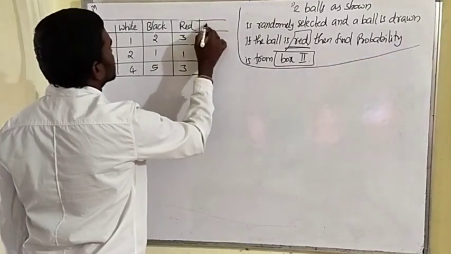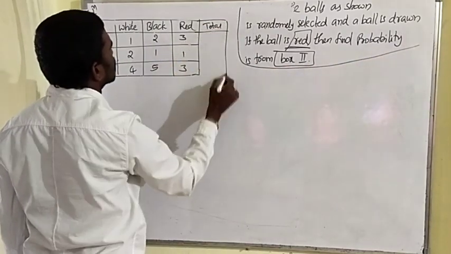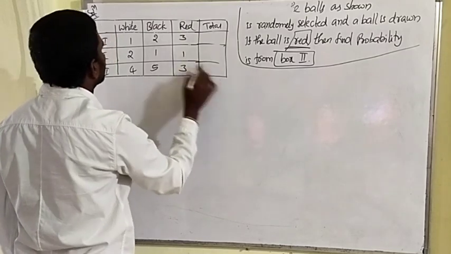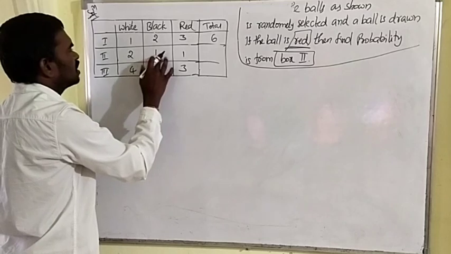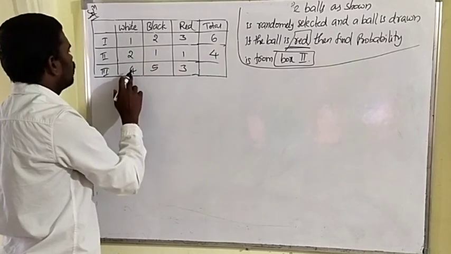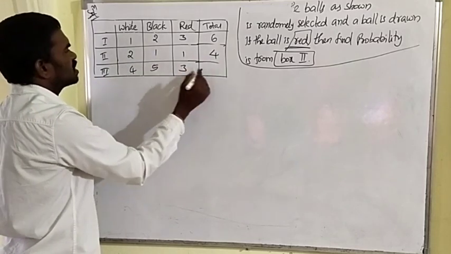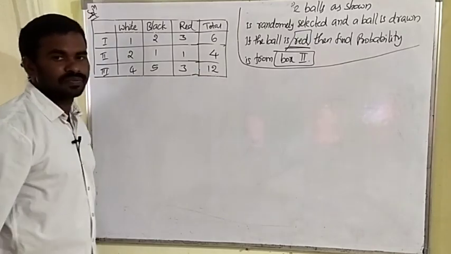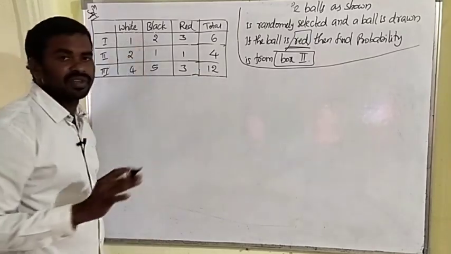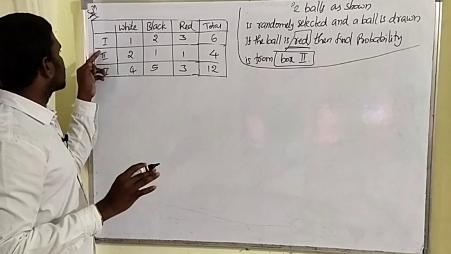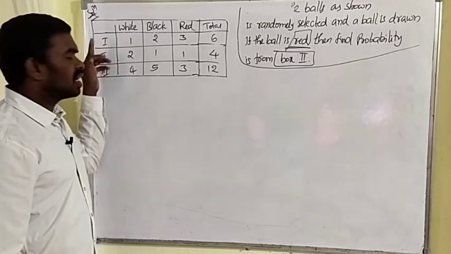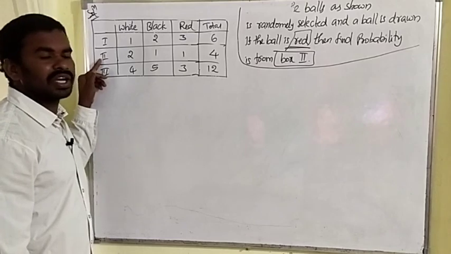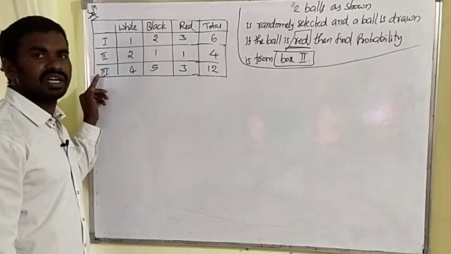So I am just extending the total number of balls. Here 1 plus 2, 3 plus 3, 6 balls. From box 2, 1 plus 3, 4 balls. From box 3, 4 plus 5, 9 plus 3, 12 balls totally. Next, how many boxes are there? 3 boxes are there. So box 1 I am taking as event E1, box 2 as event E2, and box 3 as event E3.